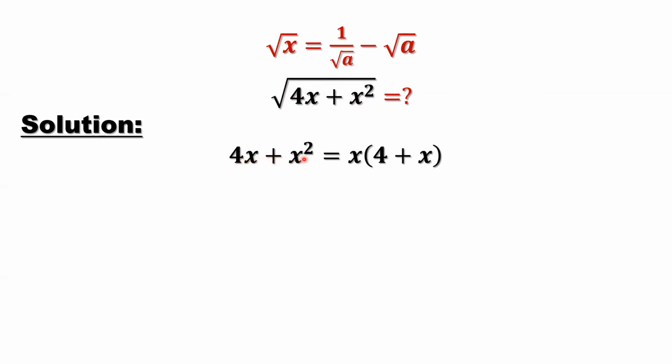4x plus x squared, we factor 1x out. That's x times 4 plus x. Then plug in this given condition, square root. What is the relationship in between square root of x and x? Square root of x, then square is x.